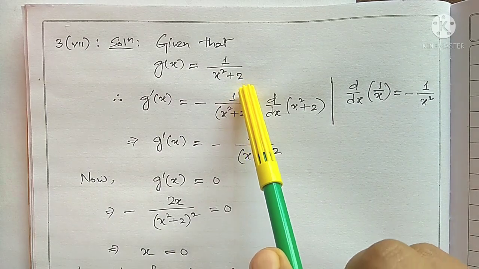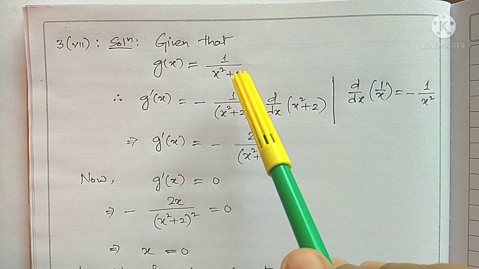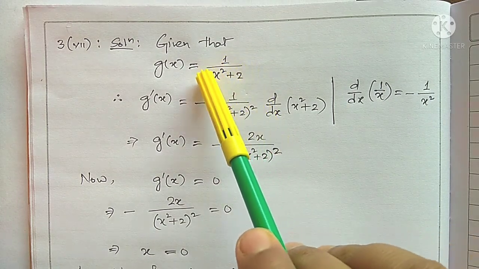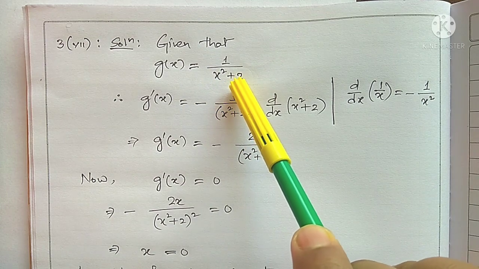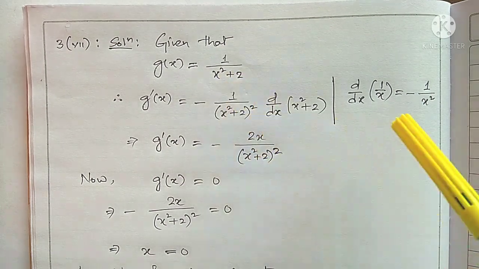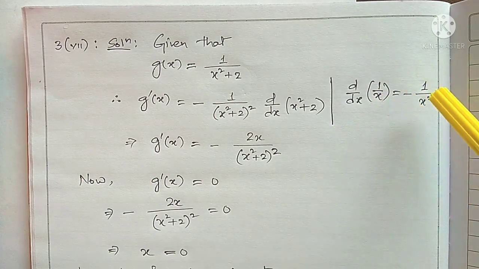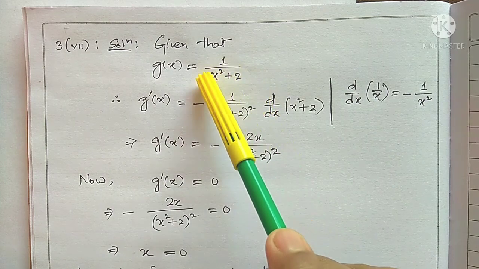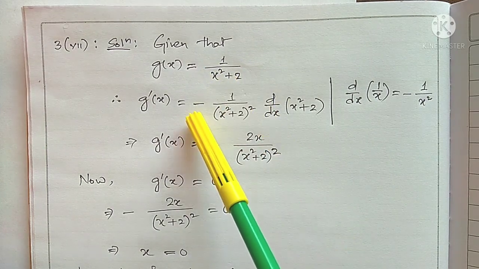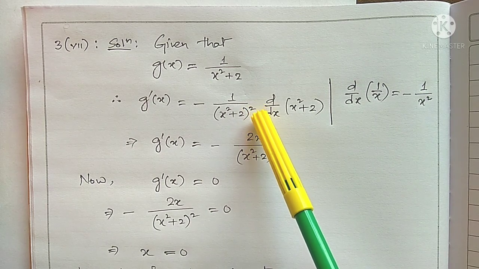Now we have to differentiate this one. So how can we differentiate this? First of all, the denominator part, this one we assume as an x. So it is of the form 1 by x. So d/dx of 1 by x is, we know, minus 1 by x square. So if we assume x square plus 2 as an x, we write minus 1 by x square, where x square means x square plus 2 whole square. All of you understood this one?